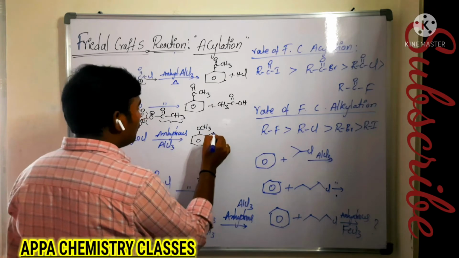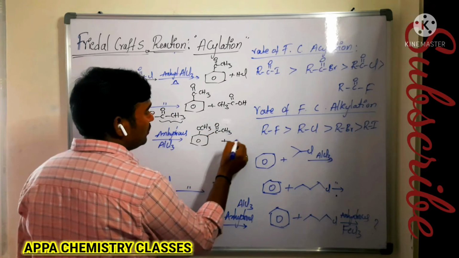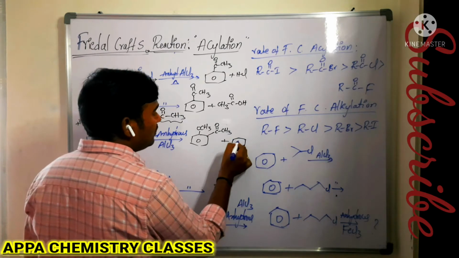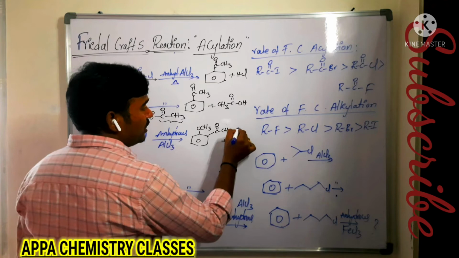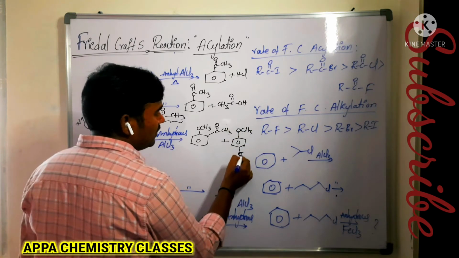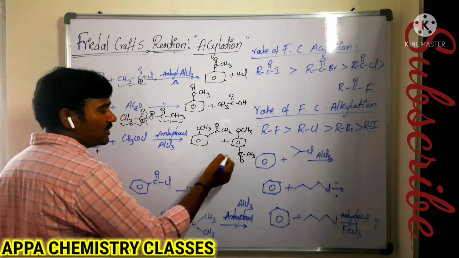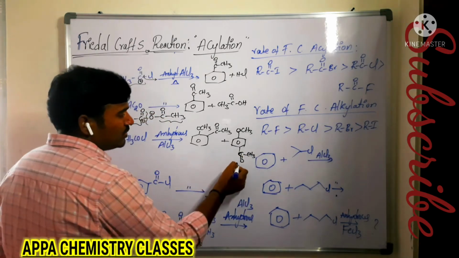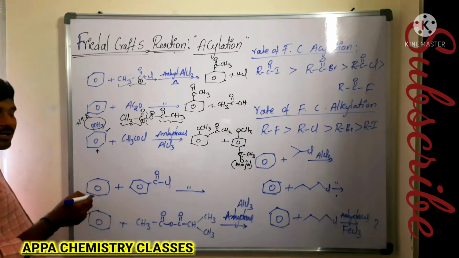Now that ortho position, what happens? It has steric hindrance, so due to that it is difficult to substitute at the ortho position. Okay? So then what happens? The major product has the C=O CH3, that is the acetyl group, preferably substituted at the para position. So this is the major product we are getting.